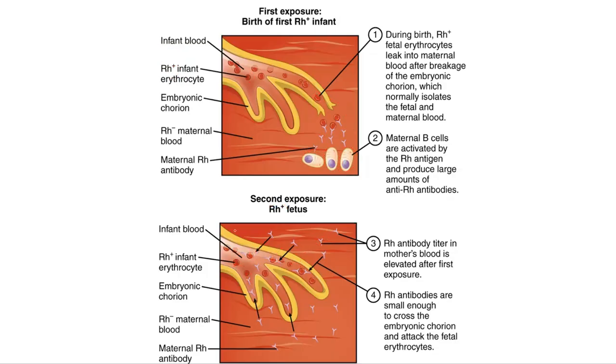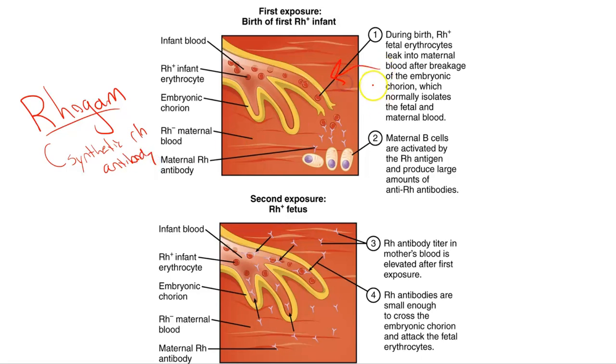So to prevent that from happening, we can give a drug which is called RhoGAM. And RhoGAM is a synthetic Rh antibody. And we would give it right before the first delivery. So what happens is that right before delivery, you give the RhoGAM. You give it to mom, and it goes in and it destroys all of baby's red blood cells.